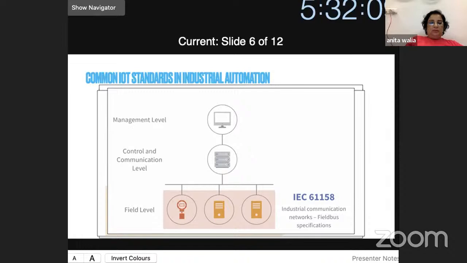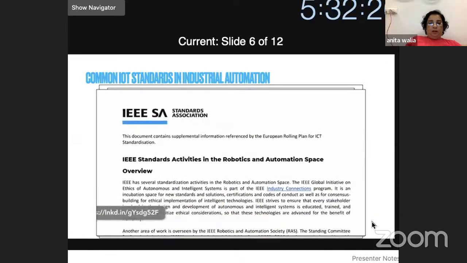So basically, these are the standards which are set to regulate how the communication will happen between two equipments using a sensor in a substation. And that is where the thing comes in.